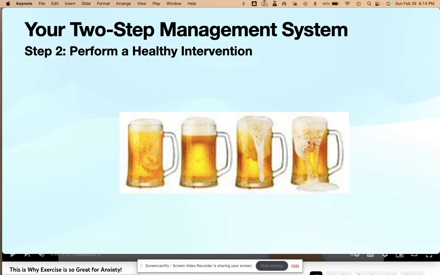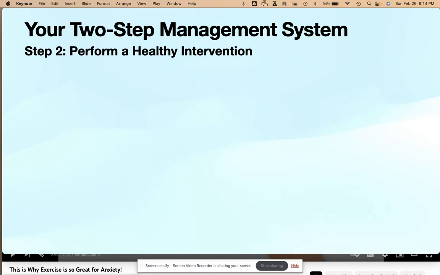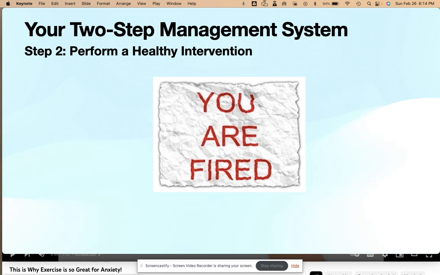So, what are the healthy options for dealing with the bad stress zone? There are many, and they depend on your particular situation. Let's take a look at 5 that are found in your textbook.